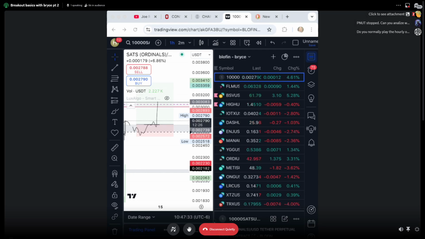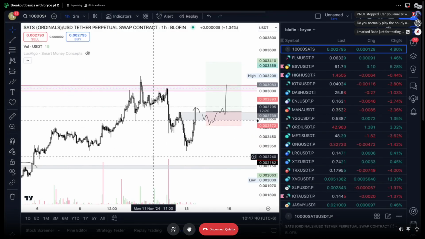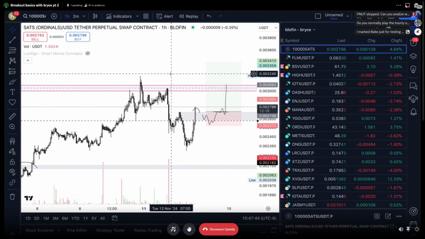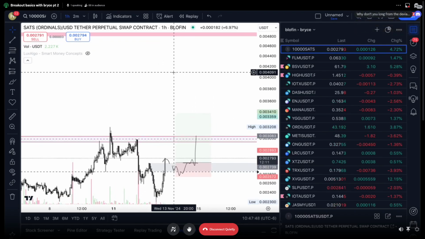Do you normally play the hourly or all time frames? It's very dependent on how the coin looks. I'll normally start with 4 hour and hourly. But if we've already flipped hourly and 4 hour supply, and a coin's trading in price discovery or has a full gap up, then I'll start to zoom in to 5 minute, 3 minute, 1 minute.